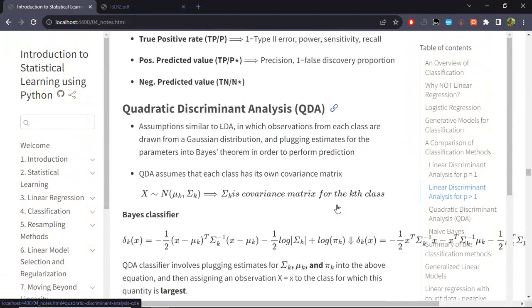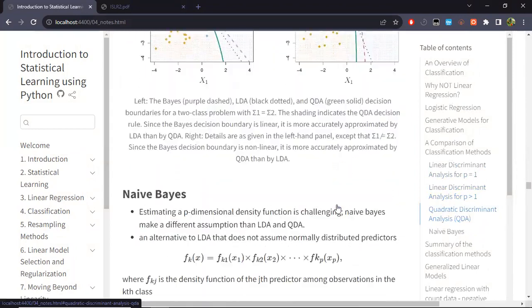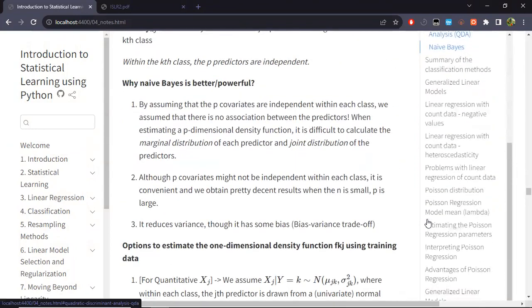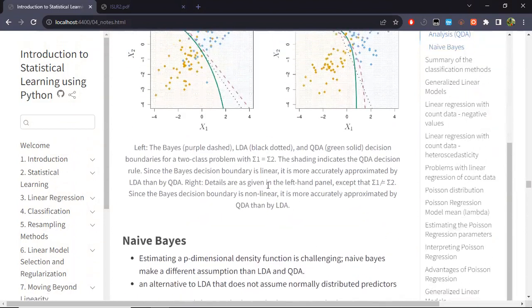Let's see. Oh, it's 12:51. Okay, let's try to go a little bit faster then.